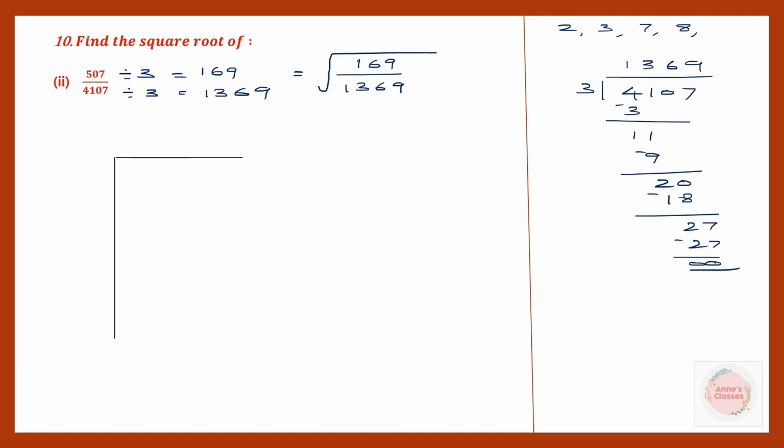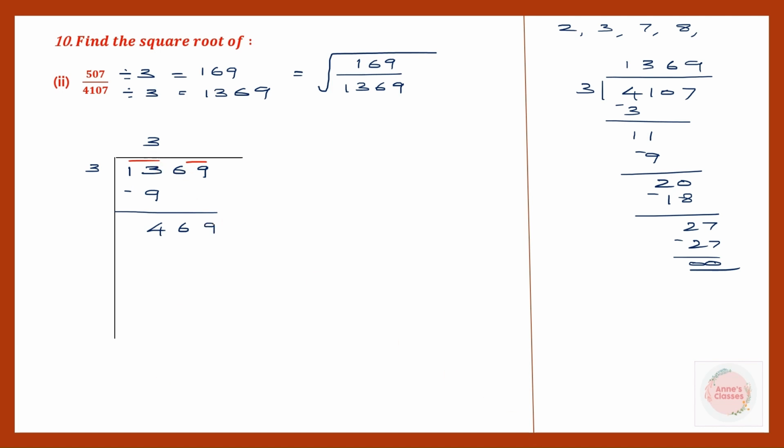So let's write down 1369. Now pair it from right to left. Now we have 13. Think of a number. 3 threes are 9, 4 fours are 16. So we have to use 3. 3 threes are 9, 13 minus 9 is 4. And then we have 69. Now double up this number 3.